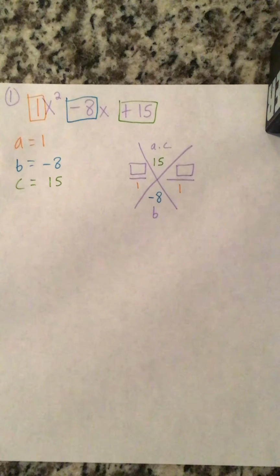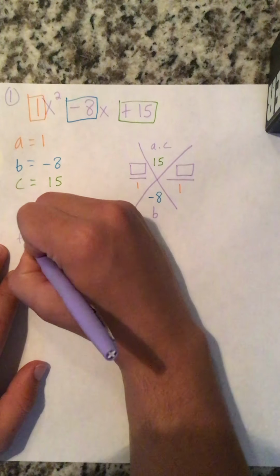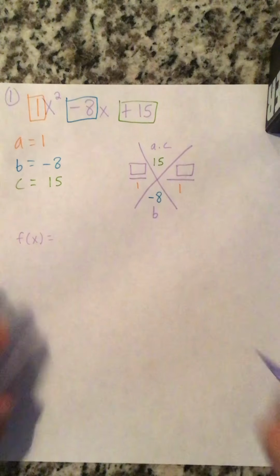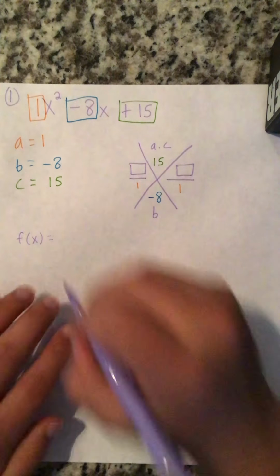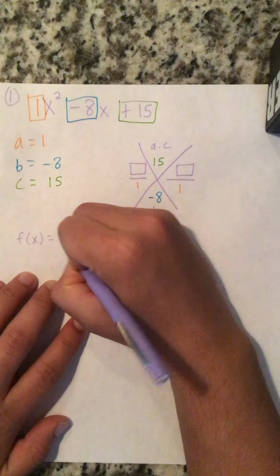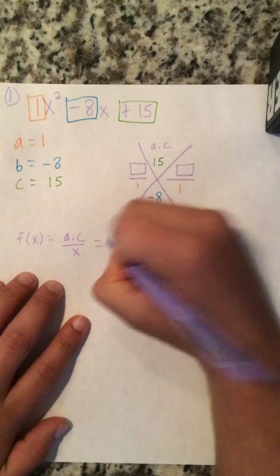Now we're going to find the factors. So remember, there were 2 equations that we needed to write. This first equation that we're going to write, we're going to label it f of x. So f of x, the first equation I'm going to find is a times c over x.